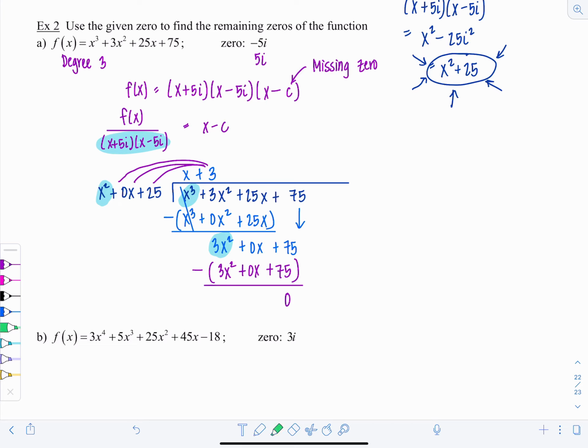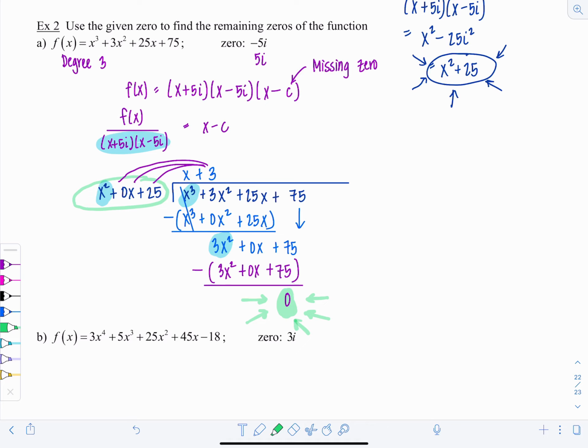Let me ask you something. What if this remainder was not 0? Then that means you messed up. Because if you're dividing by something that contains zeros of f of x, you should not have a remainder. They should divide in evenly since they're factors of f of x. So that's a good check to make sure you're on the right track. If this is not 0, abort mission. Go back and figure out where your mistake happened.